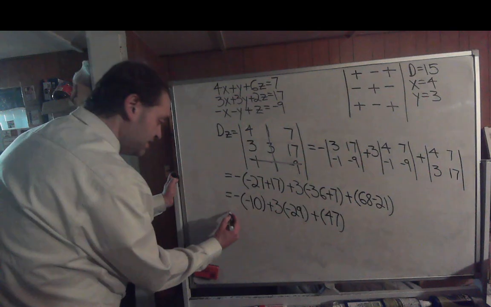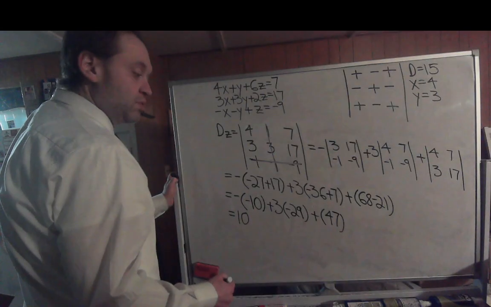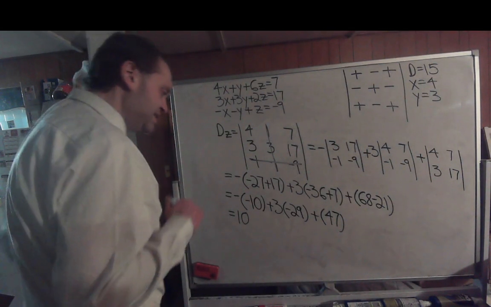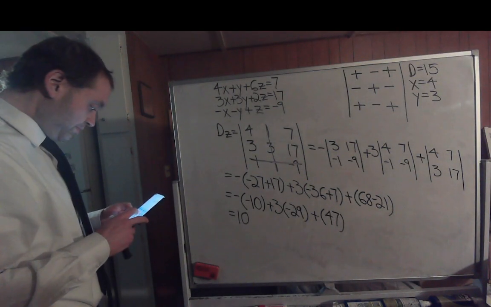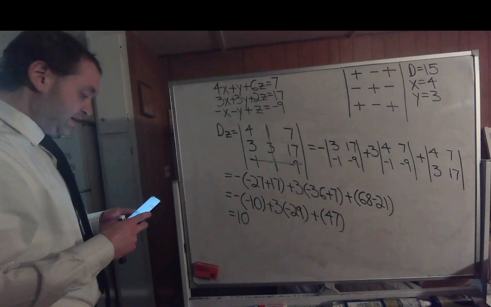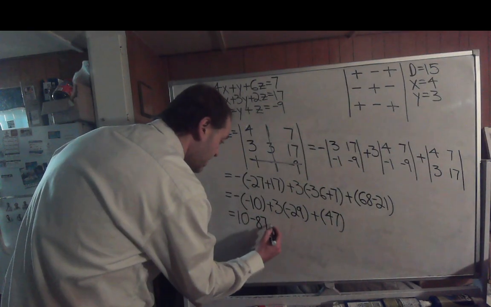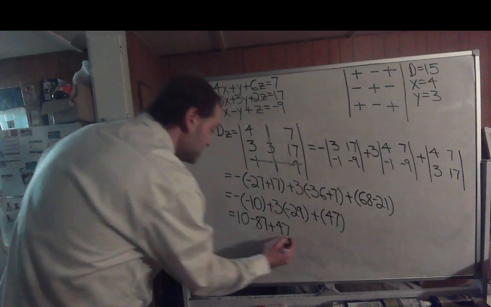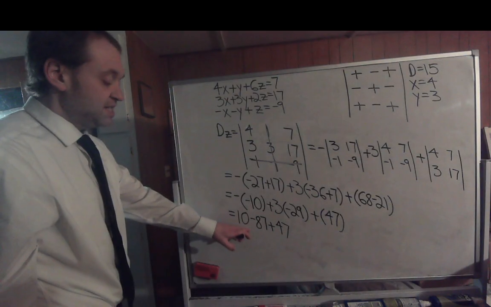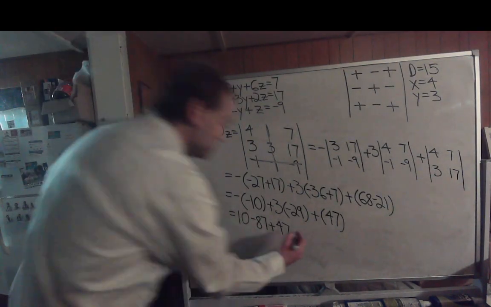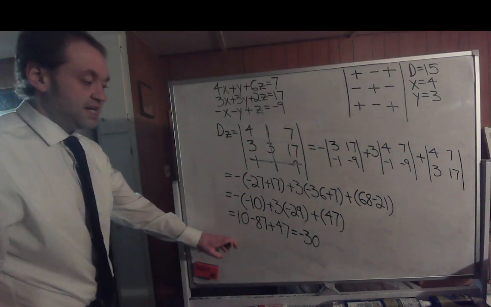So negative 10 is positive 10. And 3 times negative 29, I think that's negative 87, but let's double check. Yep, that's minus 87. Then you have plus 47. So 10 minus 87 plus 47, so let's see, negative 77 plus 47 is going to be negative 30. So d sub z comes to negative 30.